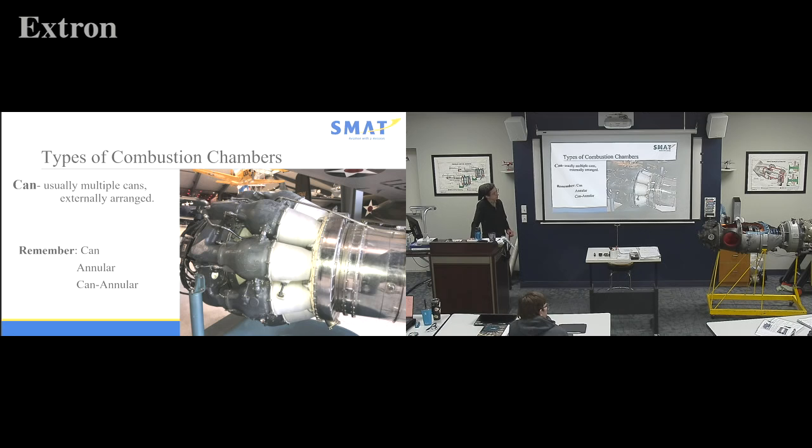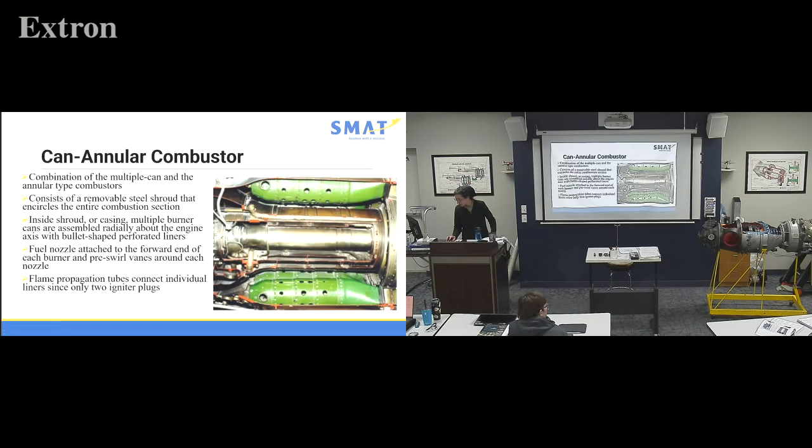So that's can annular. Are the liners still perforated, or no? No, this would be solid then, to contain the air. So this would have no holes in it, this would contain the air, but each burner can would have the holes in it. So once this entire liner is pressurized, the air goes inside each can to help propagate the flame and allow it to go through. So it's like having a solid annular chamber with individual combustor cans inside this annular air dome. Okay, that would be a can annular.